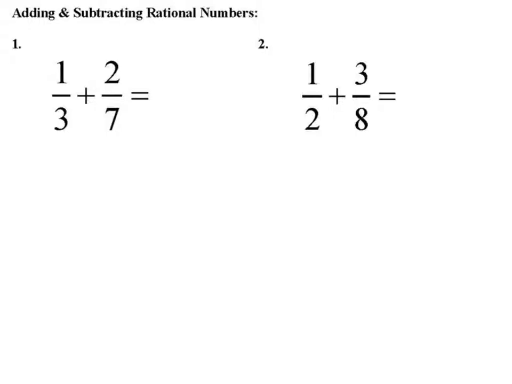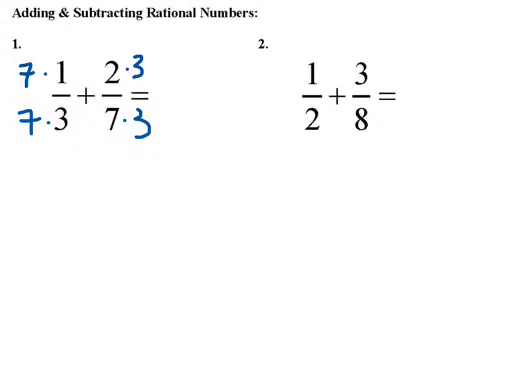Remember, when we add fractions together, the first thing we have to do is obtain a common denominator. So for example 1, we have a denominator of a 3 and a denominator of a 7. Well, since 3 and 7 do not have any common factors, we simply multiply the first fraction, the top and the bottom, by 7, and the second fraction, we multiply the top and the bottom by 3. The reason we did this was so that we could obtain a common denominator of a 21.